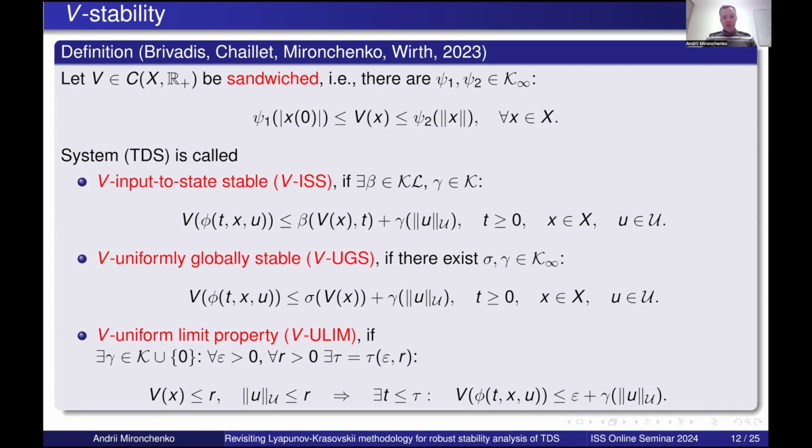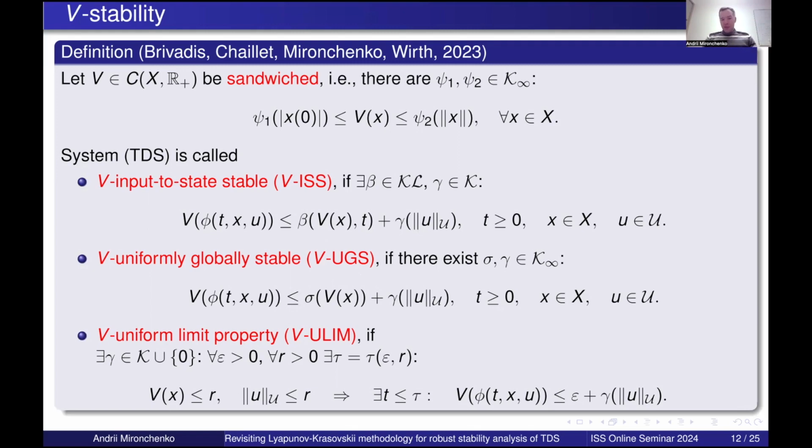Similarly, we can define uniform global stability, V-UGS. So we say that a time delay system is V-UGS if this function V of the state can be upper bounded by a K-infinity function of V of the initial conditions plus a gain of the norm of the input U. Okay? So this is similar to input-to-state stability, but we do not have here decay of this term with respect to time. It only gives us a constant upper bound for our trajectory. So it's natural to call it V-UGS, V uniformly globally stable.